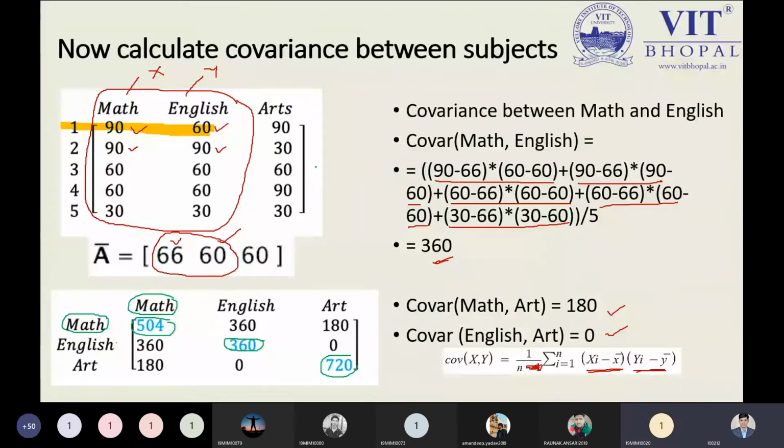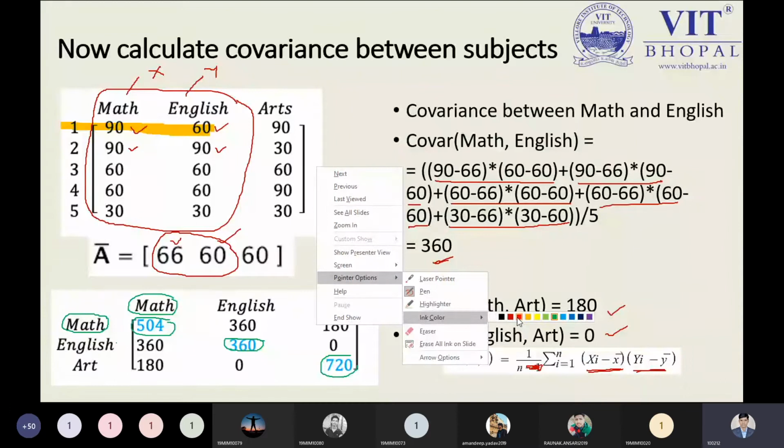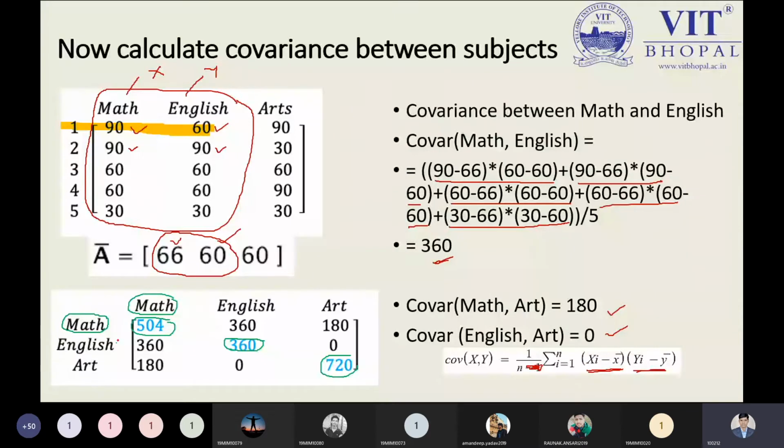If you are talking about the other part, if I try to find the covariance between math and English, what value did I have? 360. So the covariance between English and mathematics, or mathematics and English, is 360. The diagonal elements written here belong to the variance, while the other values belong to the covariance. So the covariance between English and art.